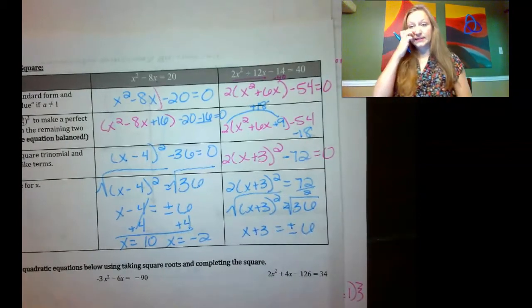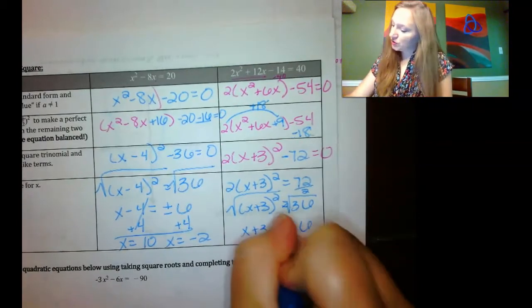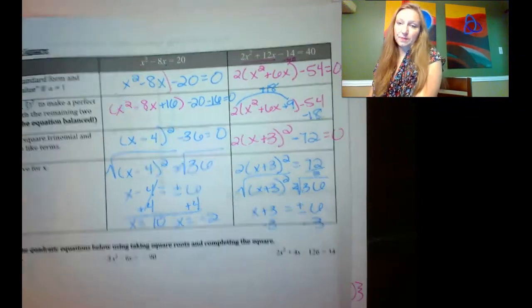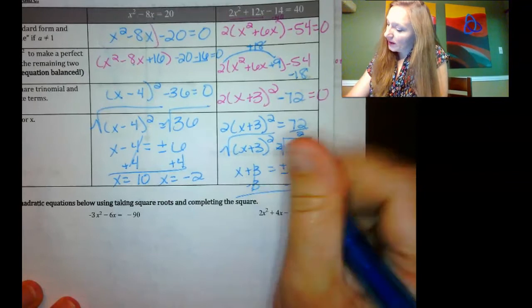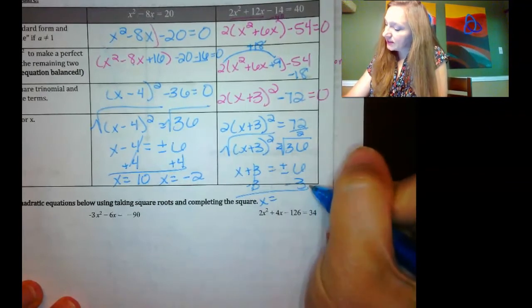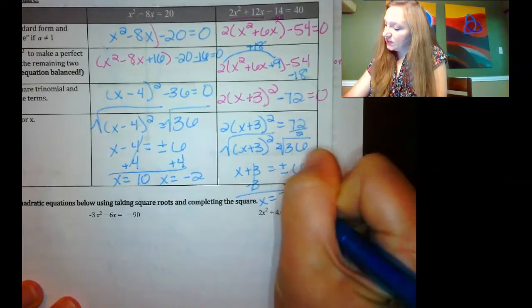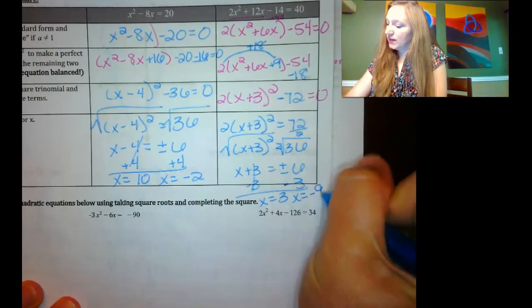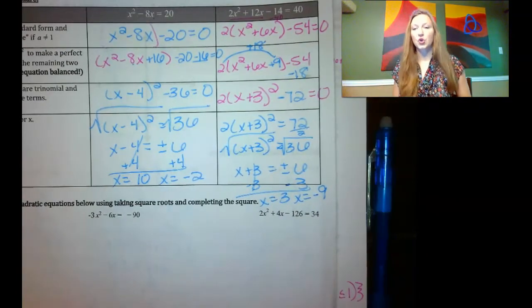Don't forget the plus or minus 6. And then we are going to subtract 3 from both of those numbers. So my 2 answers are going to be 6 minus 3 is 3, and negative 6 minus 3 is negative 9. So those will be our 2 solutions.